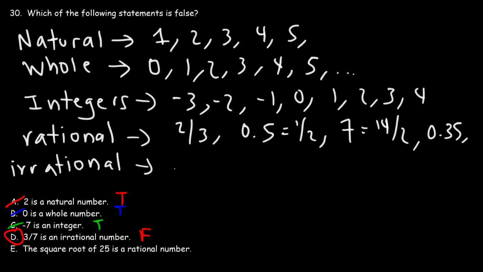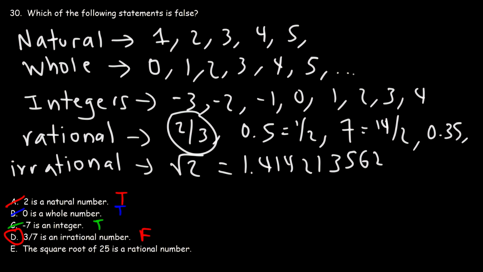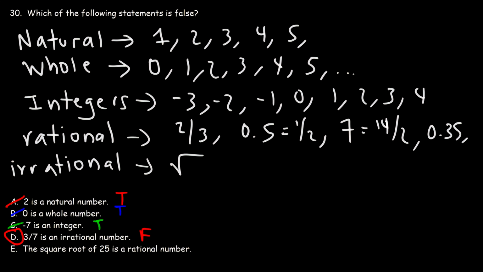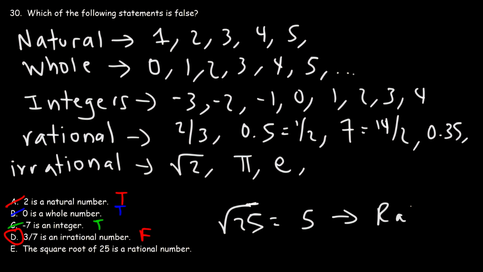An example of an irrational number would be the square root of 2. The square root of 2 is basically 1.4142136, and the numbers after the decimal keep on going. You can't put this in a fraction using whole numbers. You can't write it like 2 over 3 or 5 over 6 or something like that. And so that's why it's irrational. So the square root of 2 is irrational. Pi is irrational. The number e is irrational. What about the square root of 25? This simplifies to an integer, 5. So this would be a rational number, not an irrational number. So E is a true statement. So D is the correct answer for this problem.